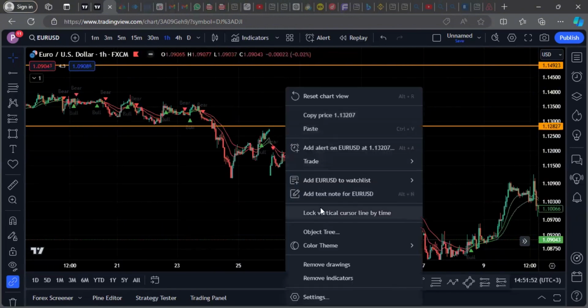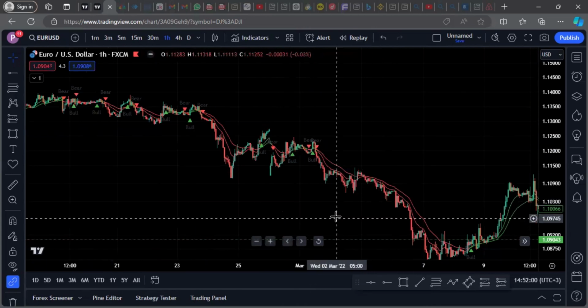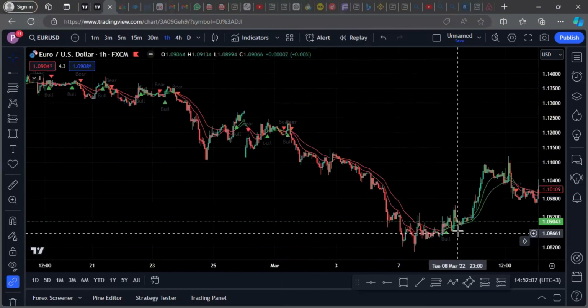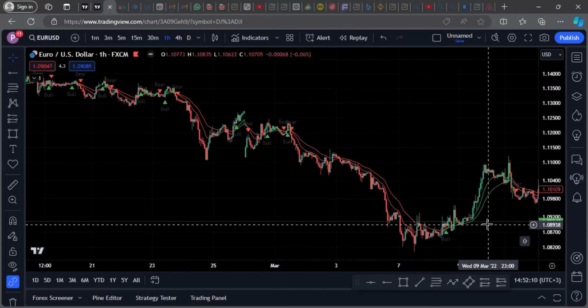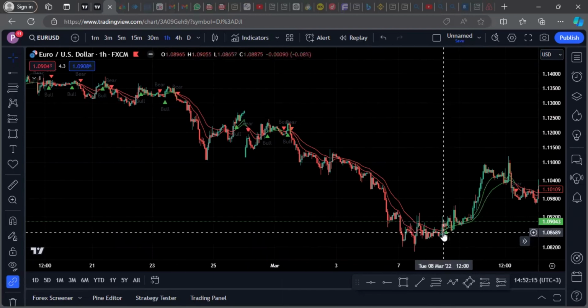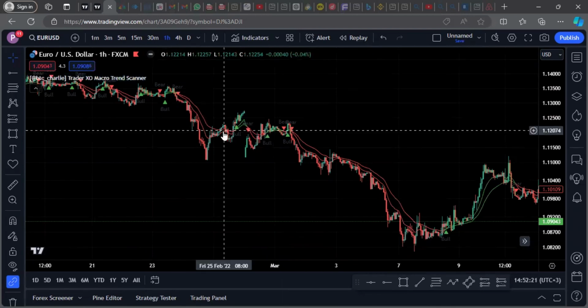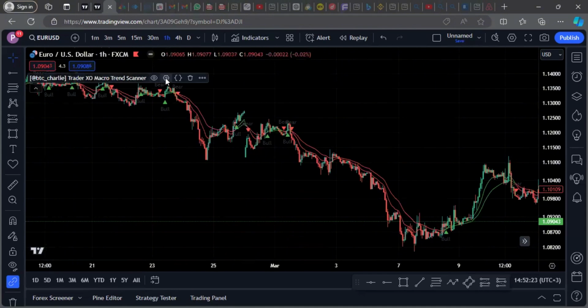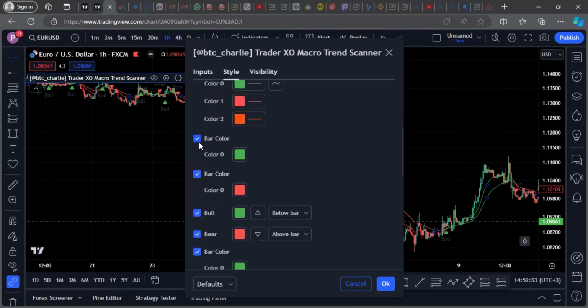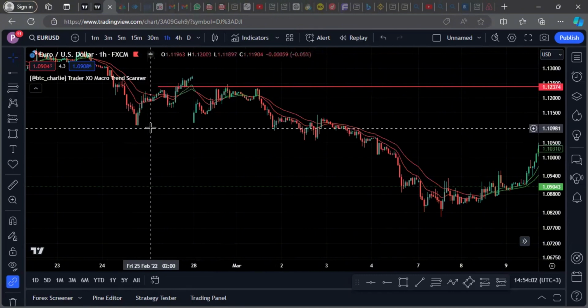Let me remove that support and resistance I drew before. Then you will have something like this on your charts. So whenever these moving averages cross over and turn green, which is the buy signal, you can just be looking for buy entries. These arrows are too confusing, so you can just come to the settings, click on style, and disable the bull and the bear. If you're looking later, you'll have more confirmations.